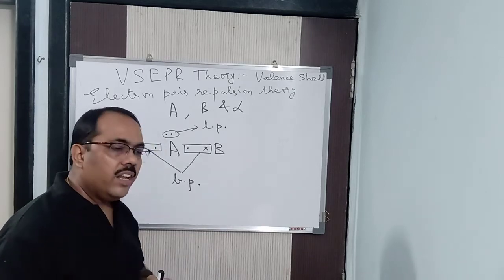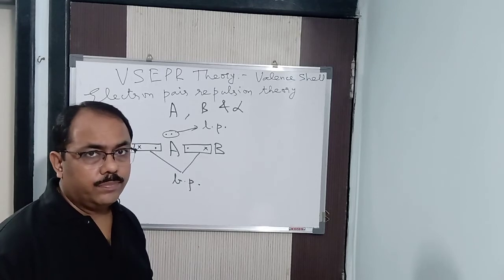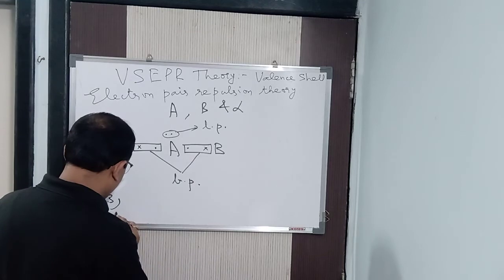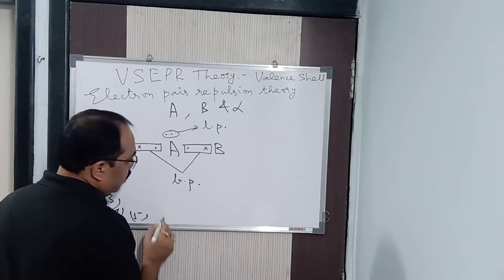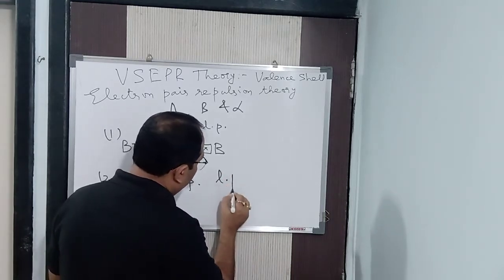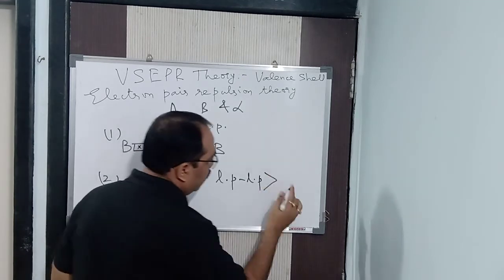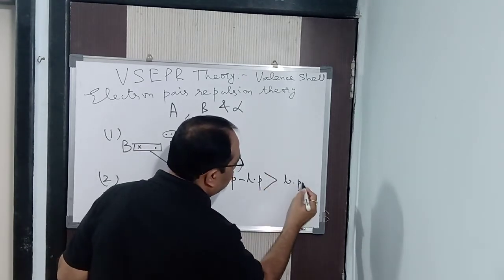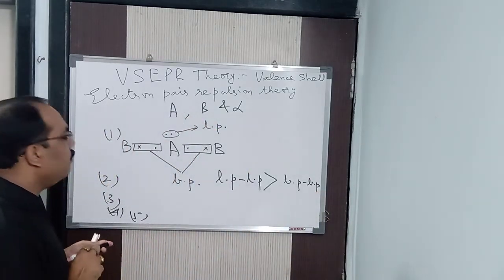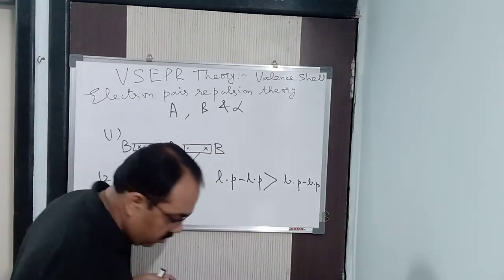Now, the fifth point. The force of repulsion among the bond pairs and lone pairs is not the same. This was the fourth point I have discussed with you. Lone pair repulsion is always greater than bond pair repulsion. Why? Because in a lone pair, let us say that I am having 2 pairs of electrons here.